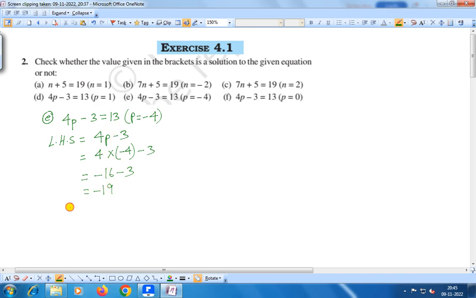But right hand side is equal to 13, therefore left hand side is not equal to right hand side. Therefore you can say that it is not a solution of the equation.